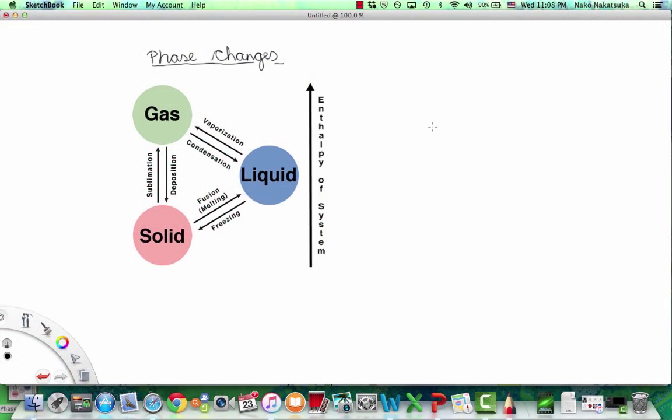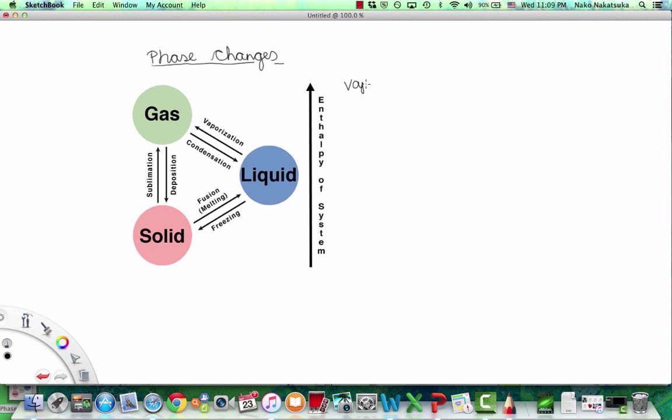So when we talk about thermochemistry, it's really important to consider phase changes. You might have seen this diagram before in high school, but when you go from a solid to a liquid, it's melting. When you go from liquid to a gas, it's condensation. Gas to solid is deposition. You should know all of these terms. But the new aspect of this is that there's an increase in the enthalpy of the system when you go from a solid to a liquid to a gas. So let me show you some examples of that.